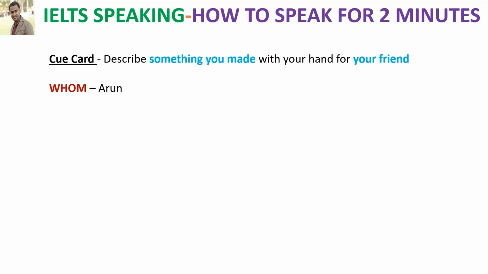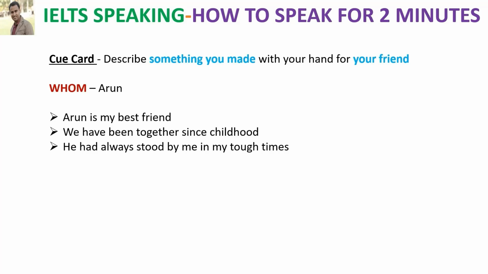Now come the 6 basic points and the technique to extend them. Since it is a person cue card, we can start with the whom basic point. During the 1 minute, we wrote that we made the gift for our friend Arun. But now you need to extend further from there and mention some important things or your feelings for Arun, as we have done here.